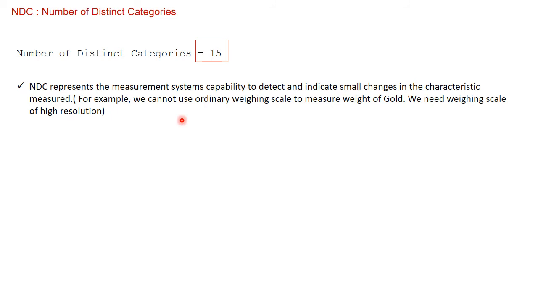For example, we cannot use an ordinary weighing scale for measuring the weight of the gold. We need a weighing scale with a high resolution so that it can detect even a small change in the weight. It can be detected by this kind of weighing scale rather than using the normal ordinary scale. So in this case, the NDC for this weighing scale is much higher than the weighing scale of the normal type.